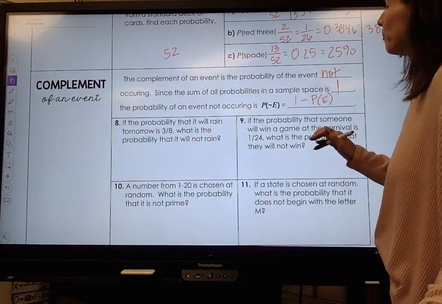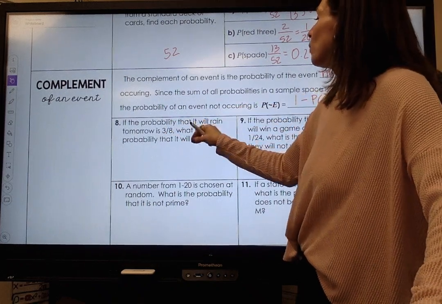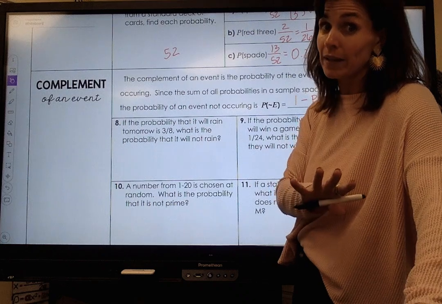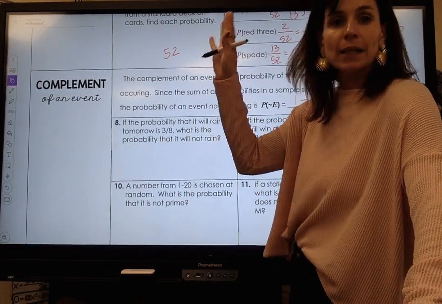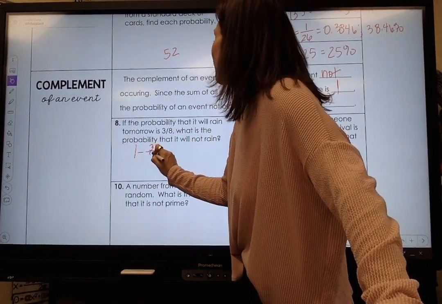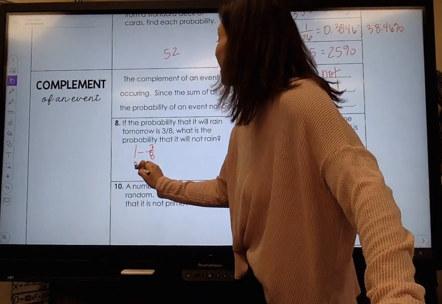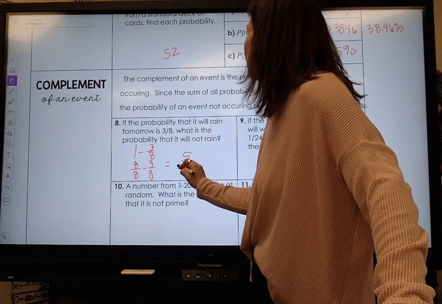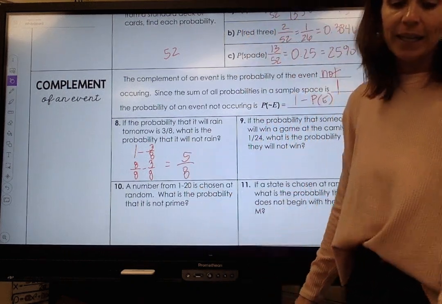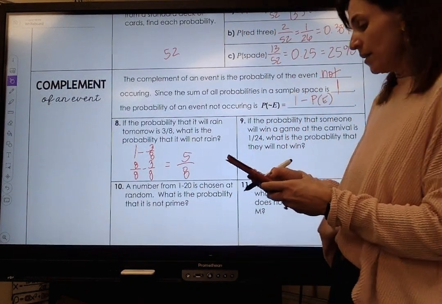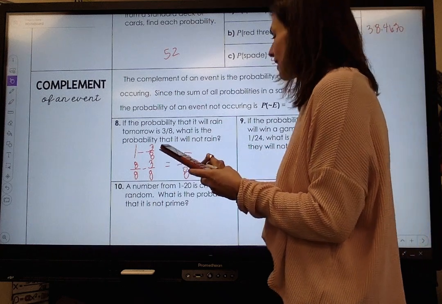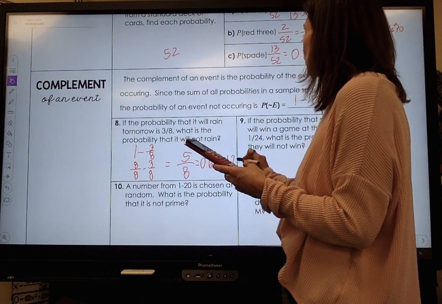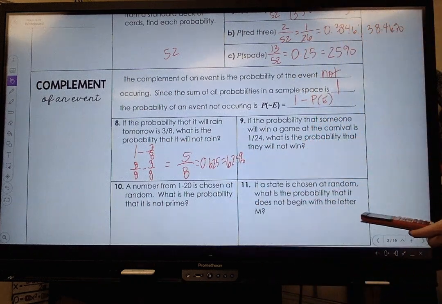Well, let's take a look here. If the probability that it will rain tomorrow is 3/8, that's the probability of it raining, a favorable outcome. What's the probability that it won't? Well, it's 1 minus 3/8. And remember, these are fractions, so 8 over 8 is the same thing as 1. So there is a 5/8 probability that it will not rain, which is 0.625 as a decimal, or a 62.5% chance that it will not rain.